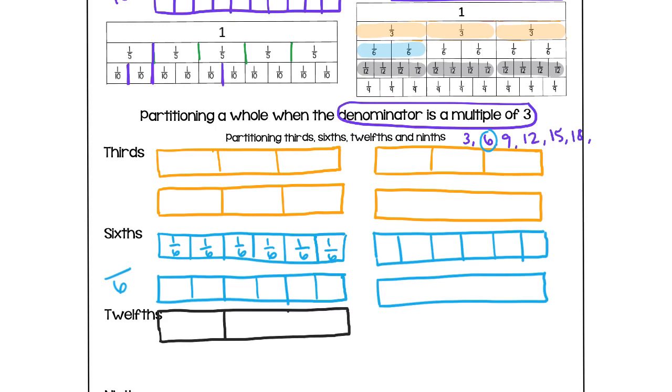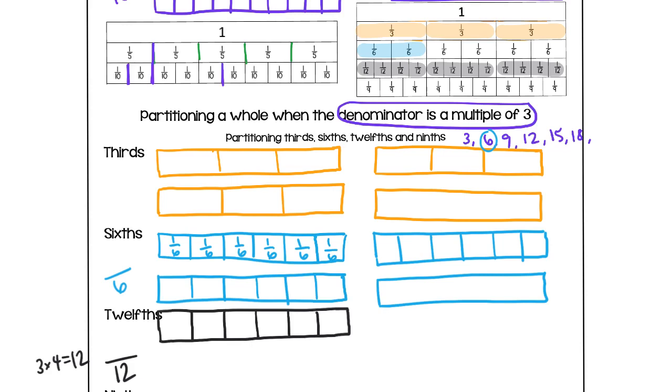Now we know that 12ths can also be split in half first because 12 is a multiple of 2, but it's also a multiple of 3. We can have 3 times 4 to get to 12, which is why we need 4 12ths in each of our thirds. Looking up at my bar model up here, my fraction pieces, I can see that 1/6 is the same as 2 12ths. So I'm going to split my bar model into sixths.